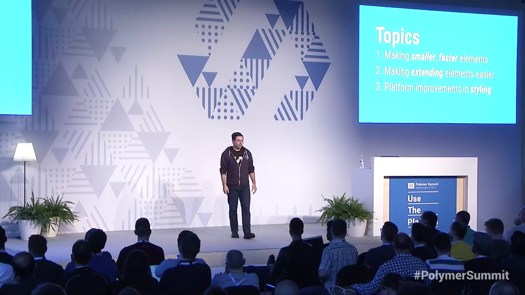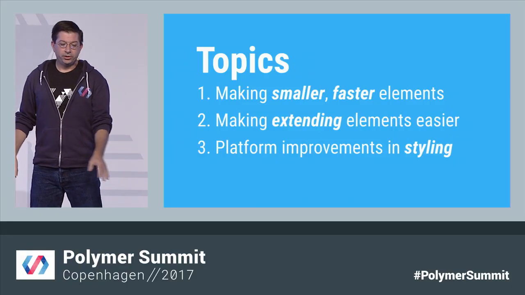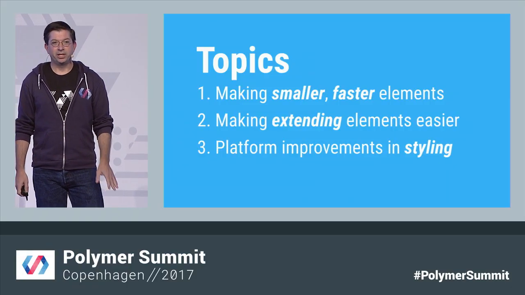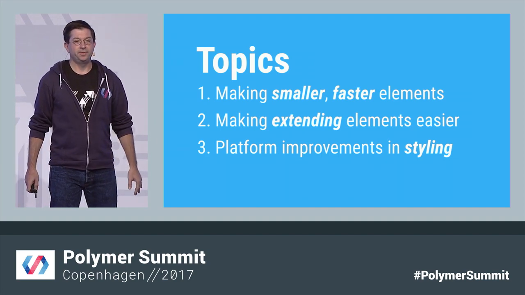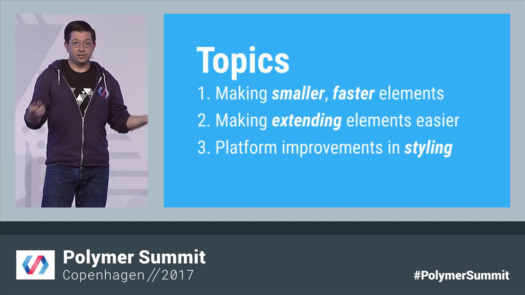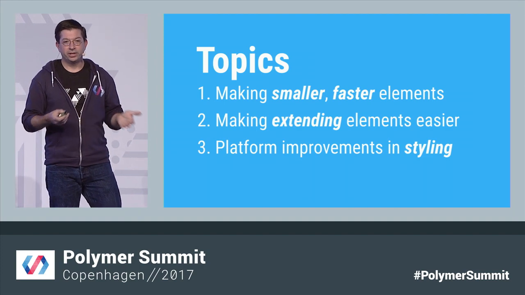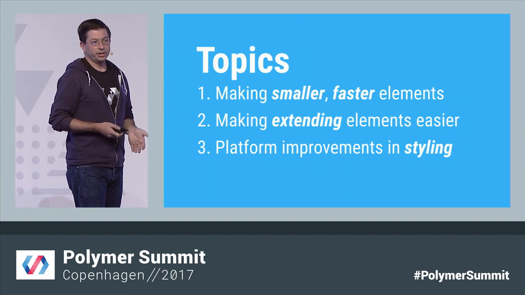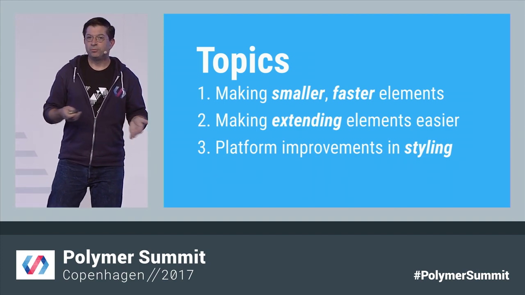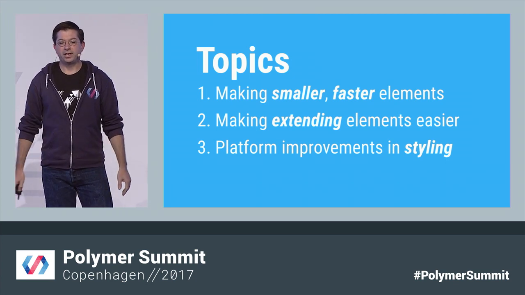So with that in mind, we're now starting to think about what it means to make that next generation of elements where we can start addressing that feedback. So we're just going to take a look at some of the topics that we're thinking about, and you're going to get an early peek at that. So first, we're going to look at addressing that feedback that we've gotten to make things smaller and faster really directly. Then we're going to look at using extension, which is a new feature in Polymer 2, and what that means for elements. And finally, we're going to dive into some improvements that are coming in the platform around styling.